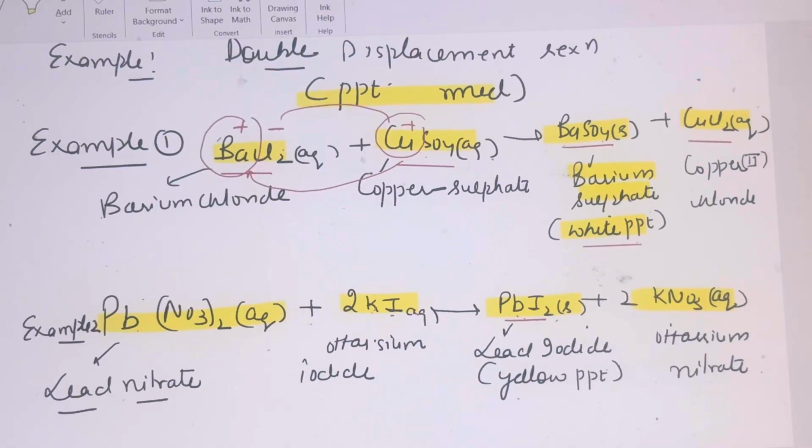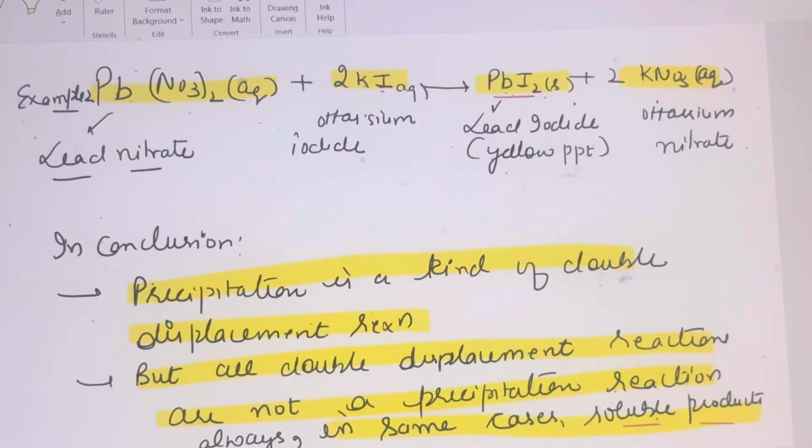Again, I am taking another example. When lead nitrate reacts with potassium iodide, it will lead to the formation of lead iodide PPT, which is yellow in color, and potassium nitrate is formed. Again students, this lead, which is the positive part, will exchange its position with the positive part of this potassium, and two new compounds are formed along with the yellow PPT of lead iodide.